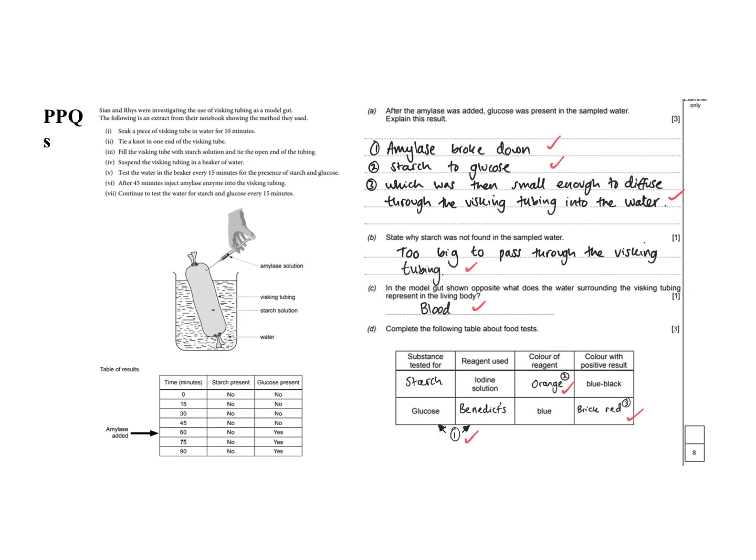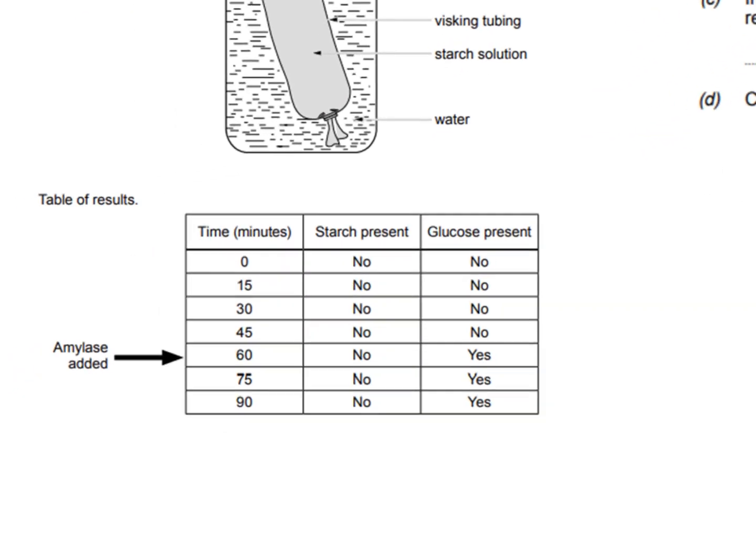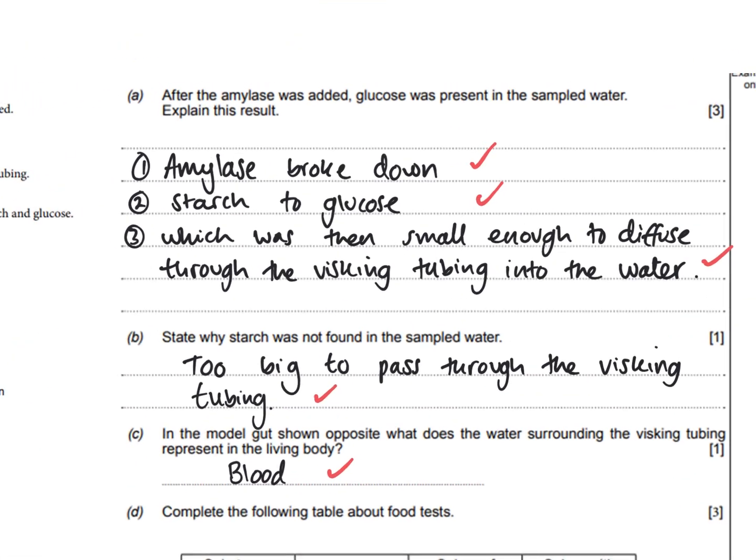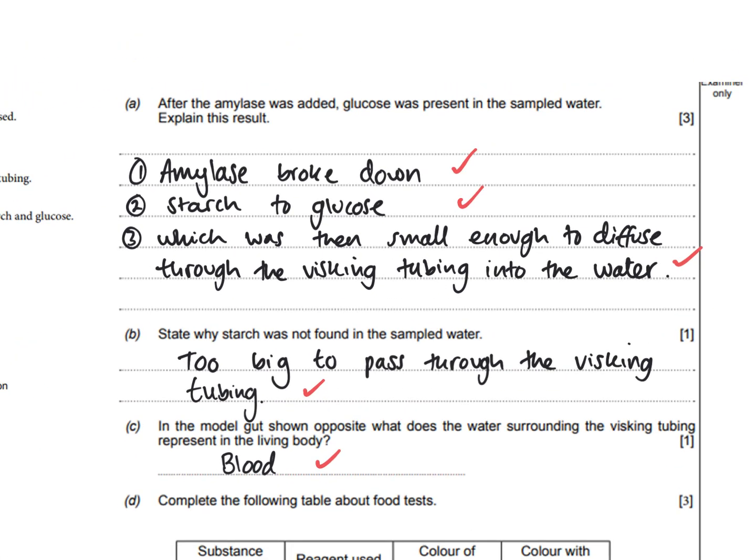Okay, so here are the answers for this Visking tube question. If we look at the table, at the point at which amylase was added after the hour, you can see that this is when glucose starts to be present. So that's what the first part was asking in part A. Explain the results. So 3 marks: stating that amylase broke down the starch to glucose for the second mark, and finally the third mark, which was then small enough to diffuse through the Visking tube and into the water.